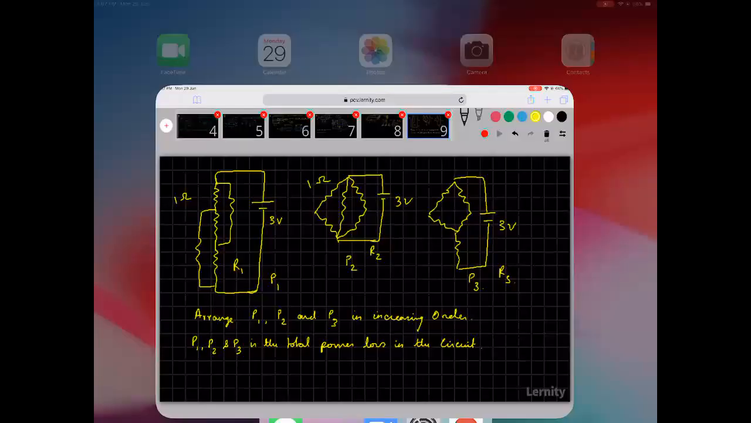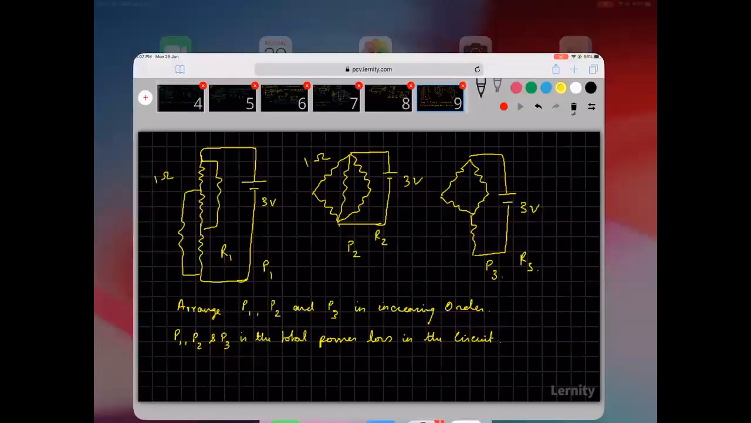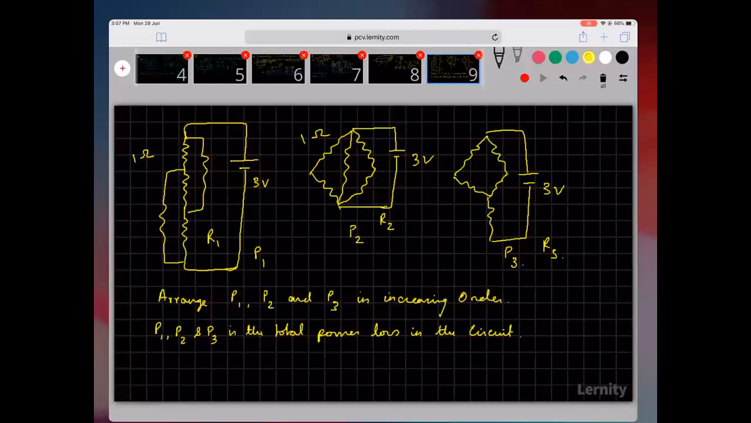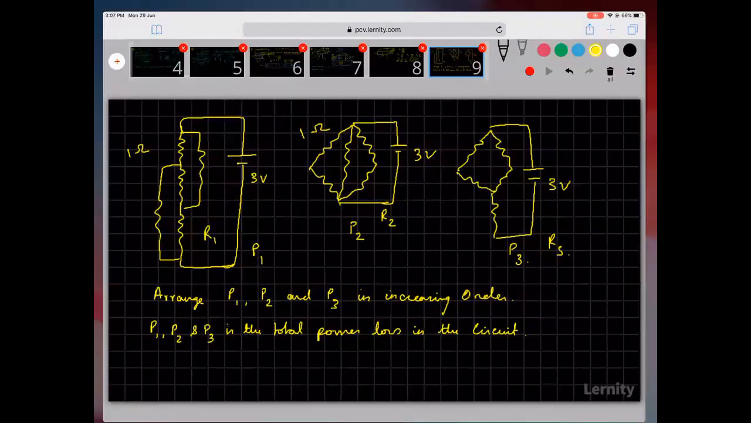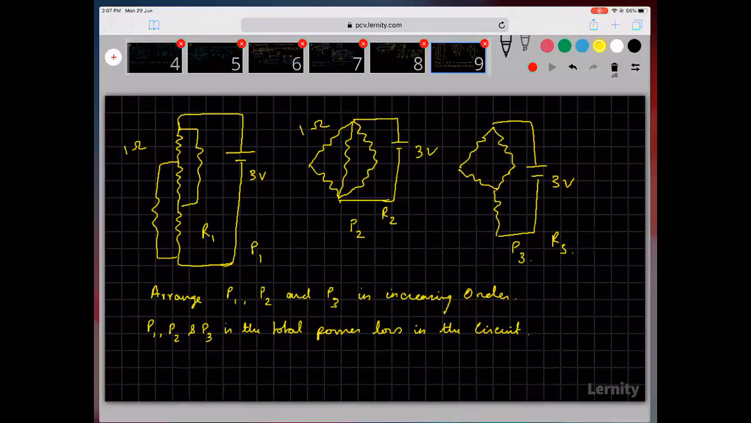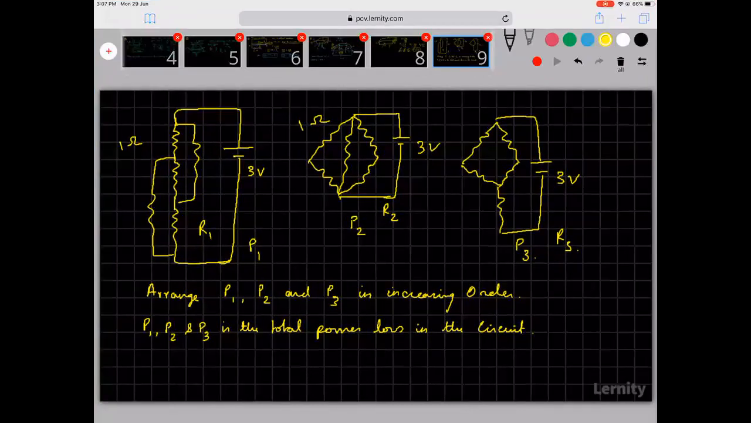My answer: all are 1 ohm resistors. I have not worked it out, but I feel P2 will be the highest, followed by P3, followed by P1. So you want it in increasing order. P2 is the largest, followed by P3, and P1 is the least. This is my answer.